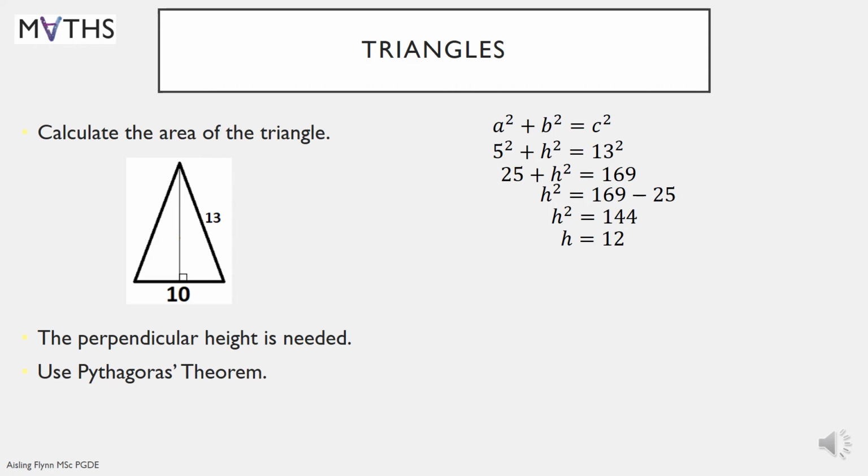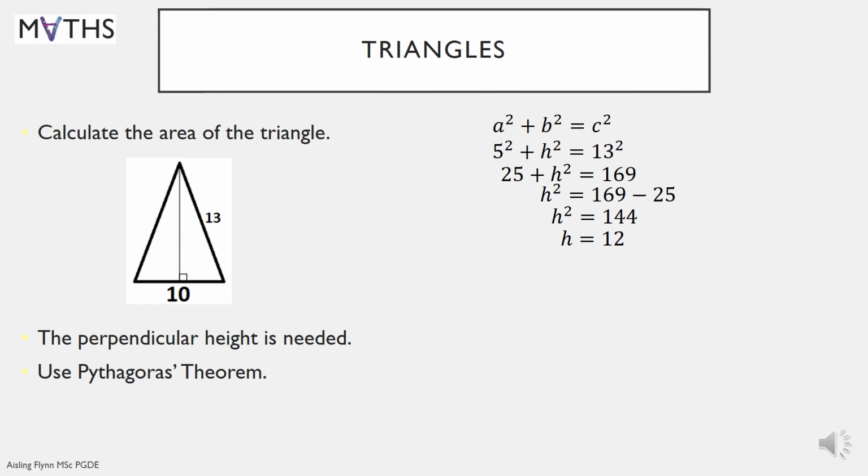Okay, so instead of 10, I'm using 5. So we're only going to use, let's say, the right hand side. So that's 5. B, I'm going to call H for height, perpendicular height. And 13 is a hypotenuse. Okay, so we can use Pythagoras' theorem to solve that. When you work out all the numbers, that height is 12.